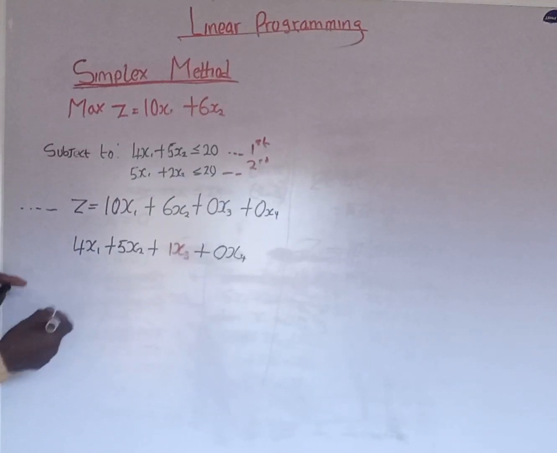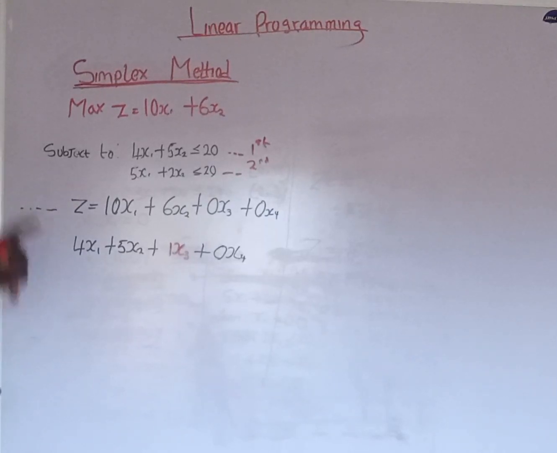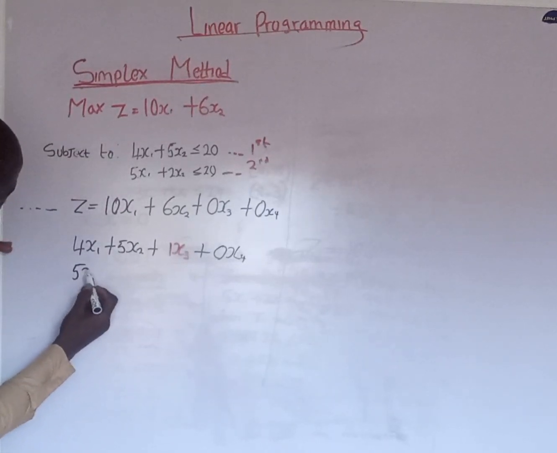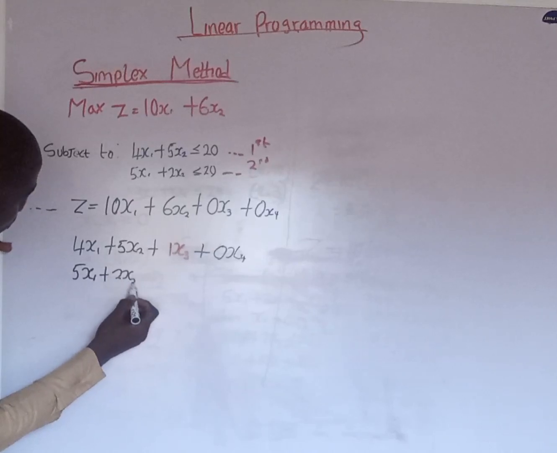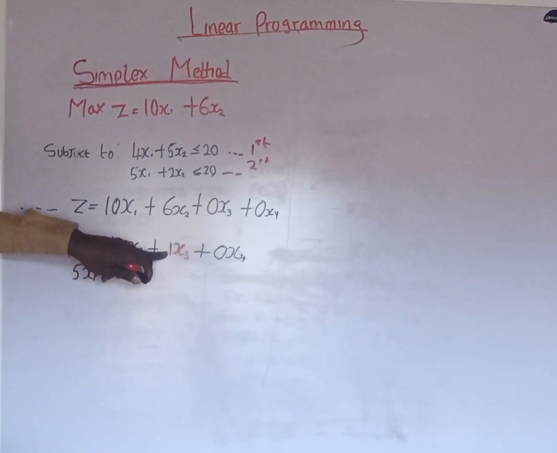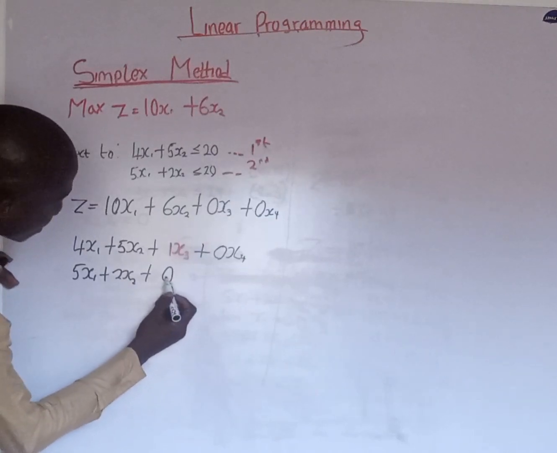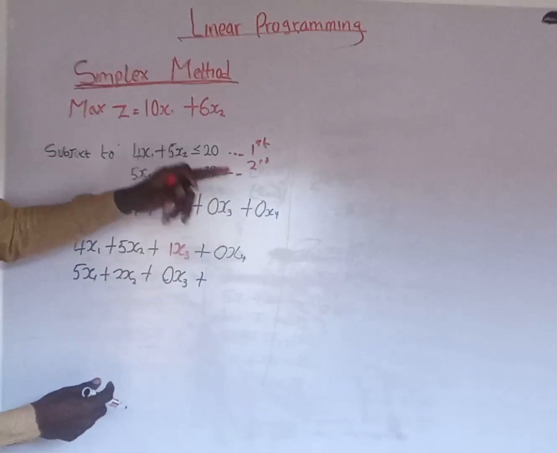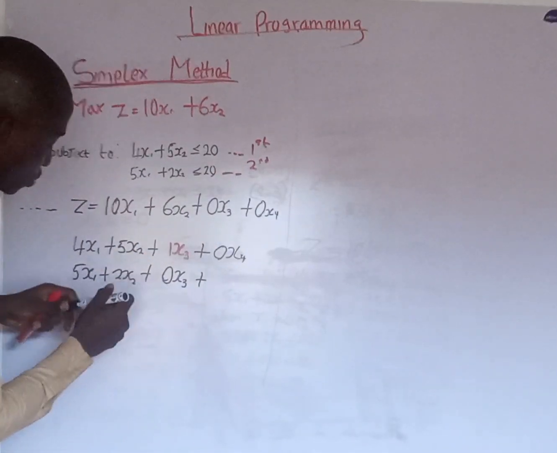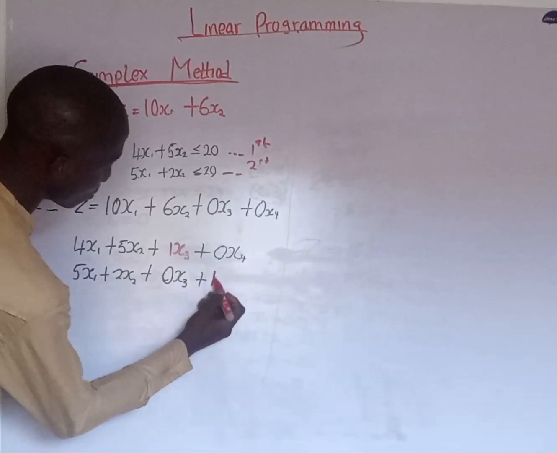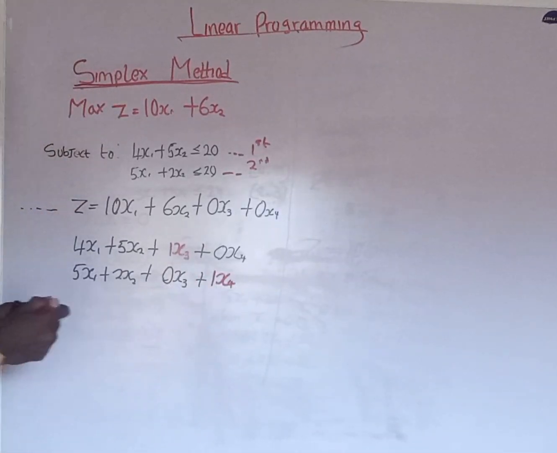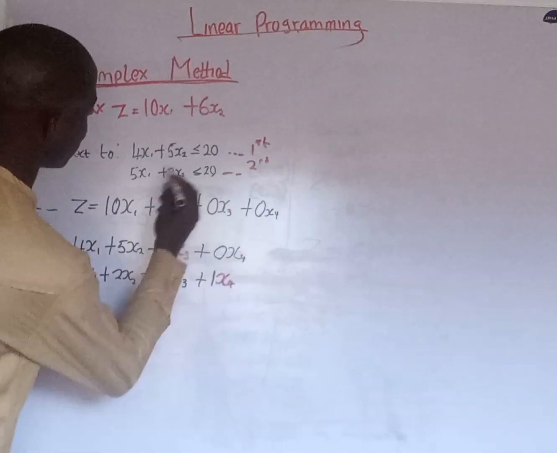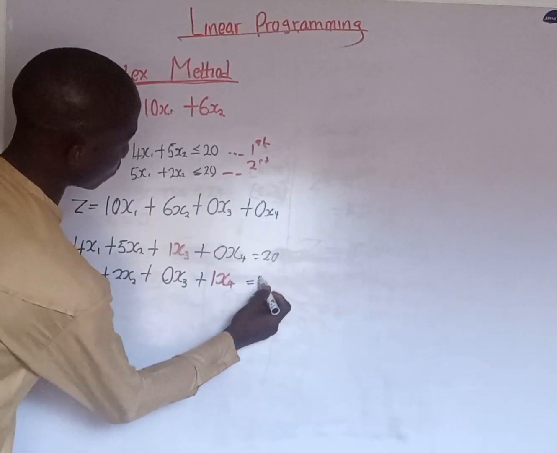Now for the second constraint, the value of your second slack variable will also be 1, while the other will be 0. That's what I'm going to do now. This is the second constraint, so I'm going to be having 5x1 plus 2x2 plus 0x3, because that is for the first one, which takes an insignificant value. Then for the second one, because the second slack variable belongs to the second constraint, it assumes a significant figure, which is 1. So I'm going to be having 1x4, equals 20, equals 20.